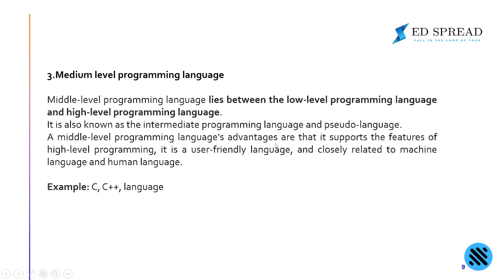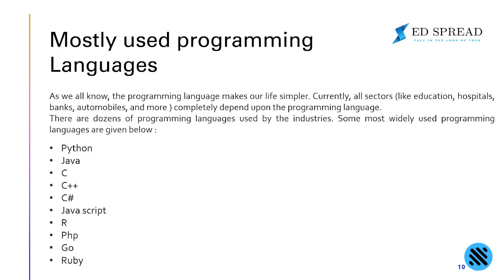The advantages of a middle level programming language are that it supports the features of high level programming. It is a user friendly language and closely related to machine language, right? So it is not only closely related to the machine level language, but it is also closely related to the high level language. So these are the advantages of middle level language. Examples are C++ languages. Okay, so now let us see the next slide.